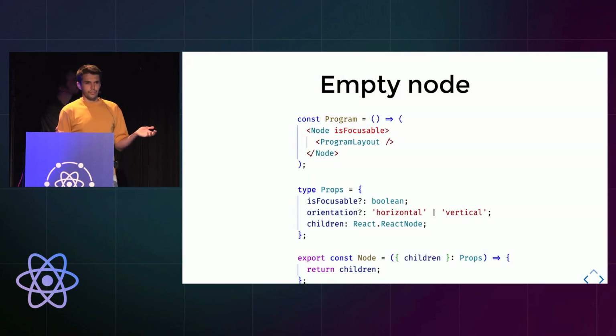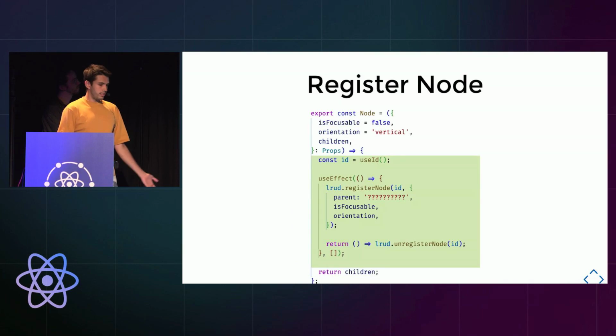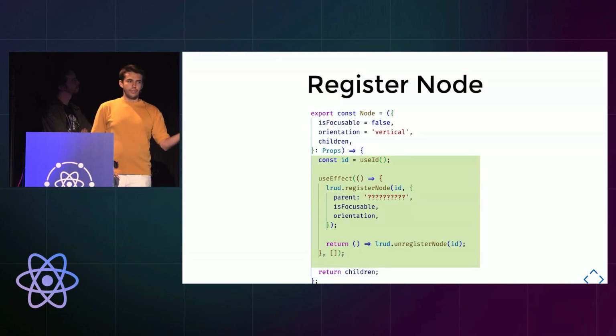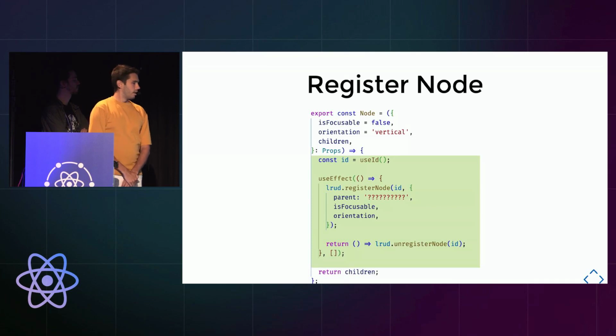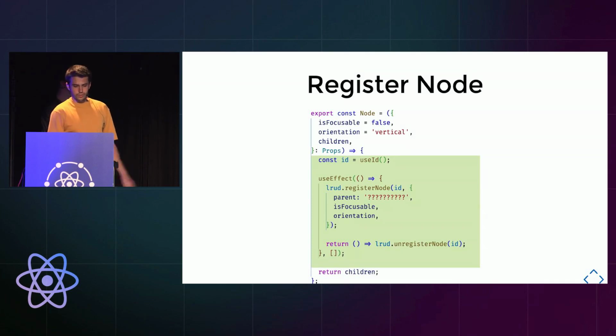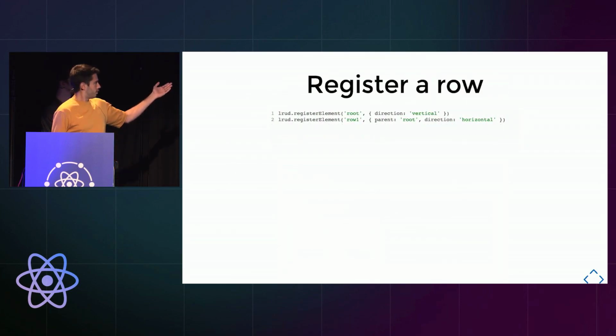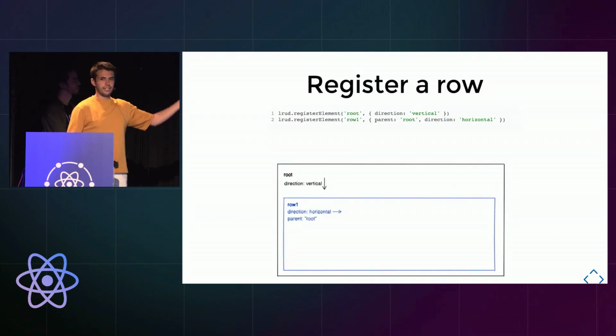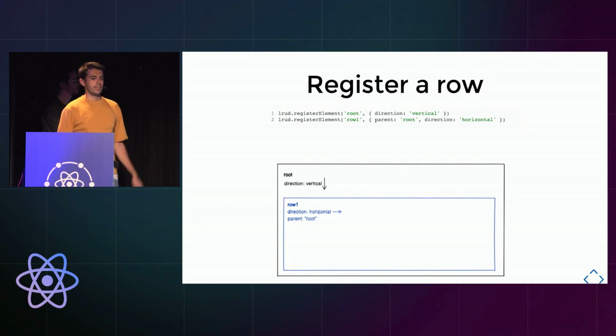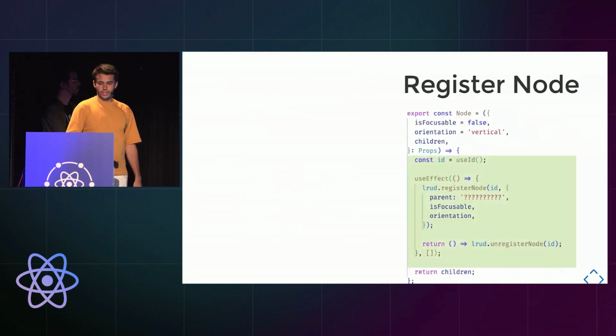The first step for a node would be to, well, actually register something to elleride when it's created. So this is what it looks like. You create a unique ID, and inside the useEffect, you call elleride.registerNode when the node is created. So as Pierre showed you earlier, if I want to register a row 1, I need to know what its parent is. Here it's root.